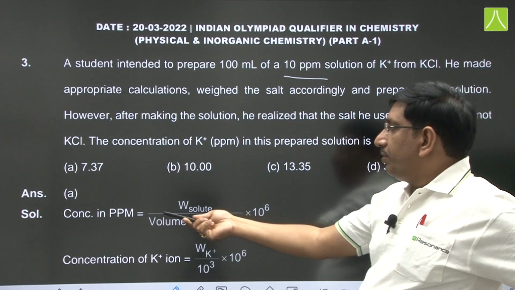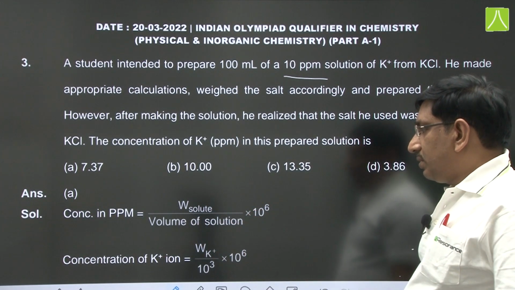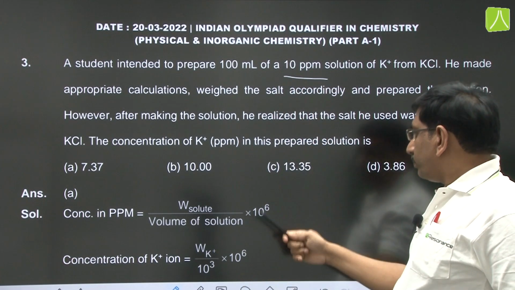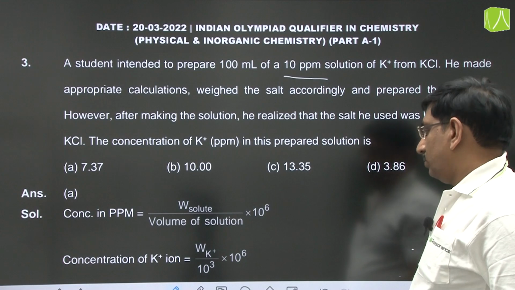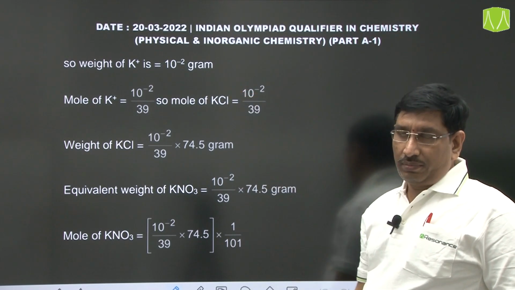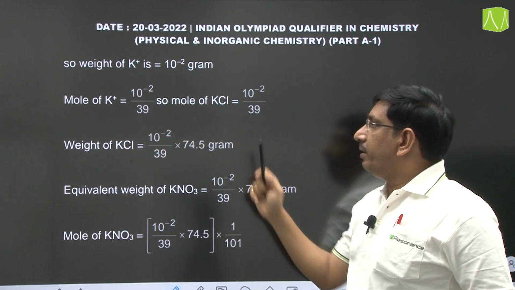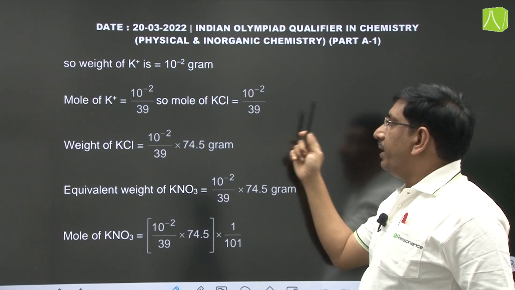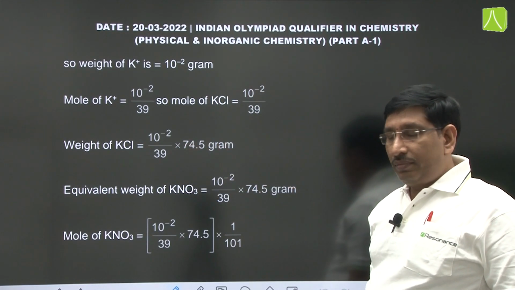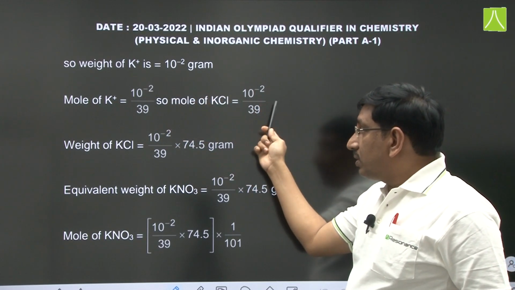Concentration in ppm can be calculated by the formula: weight of solute upon volume of solution into 10^6. So the potassium ion concentration equals weight of potassium ions upon 1000, that is 10^3, into 10^6, and the weight of potassium ions obtained is 10^-2 grams. The moles of potassium ions are 10^-2 upon its atomic mass 39, so moles of KCl are 10^-2 by 39. The number of moles of KCl equals the number of moles of potassium ions.